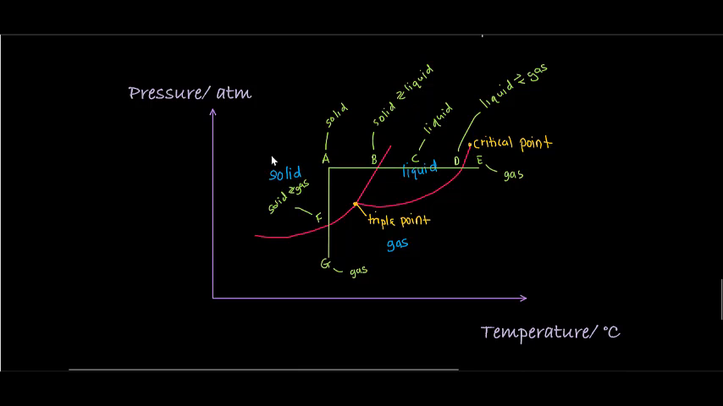Going from solid to liquid is called the melting process, while from liquid to solid is called the freezing process. From liquid to gas is called vaporization, while from gas to liquid is called condensation. From solid to gas, we have sublimation, and from gas to solid, we have deposition.